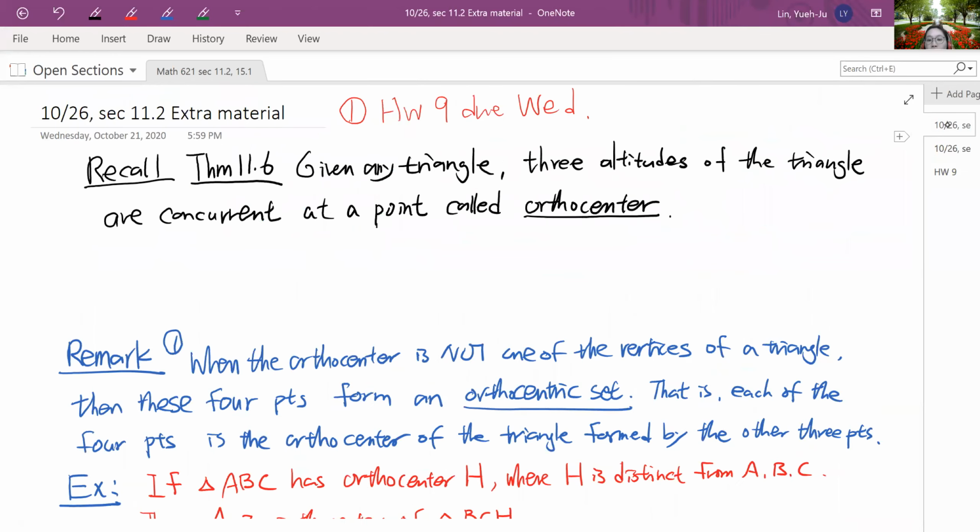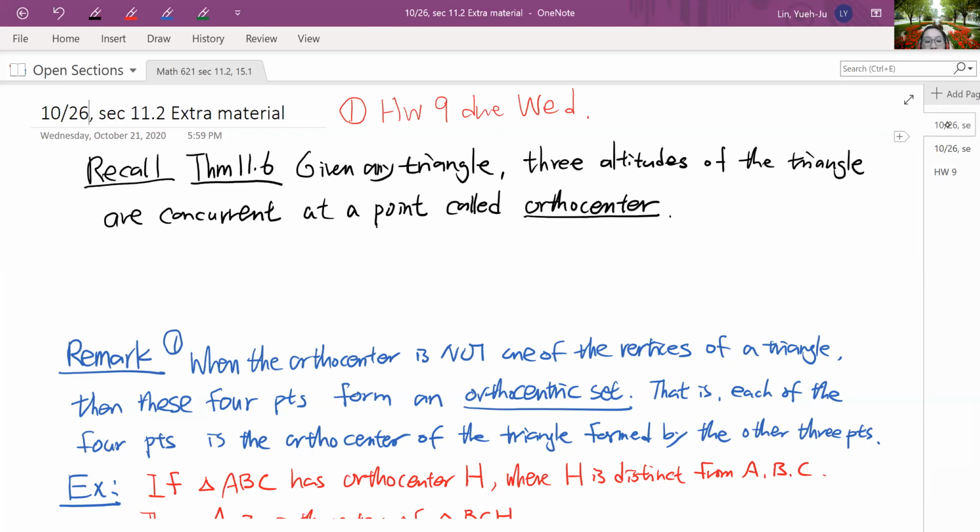So what I'm going to do today is that I only have a little bit left from 11.2, where last time we talked about all these different centers. We have the incenter, the circumcenter, and the centroid. And the last thing we talked about, I think the most difficult one in some sense, the proof is most difficult, is the orthocenter. Remember that one of the homework problems was to fill in the gap of the proof for the orthocenter.